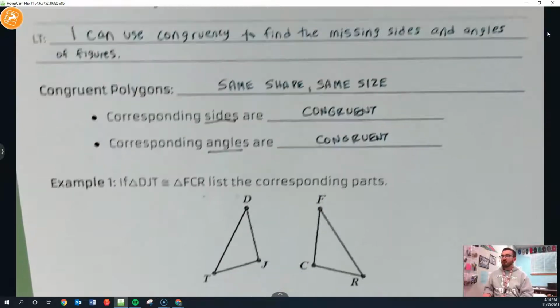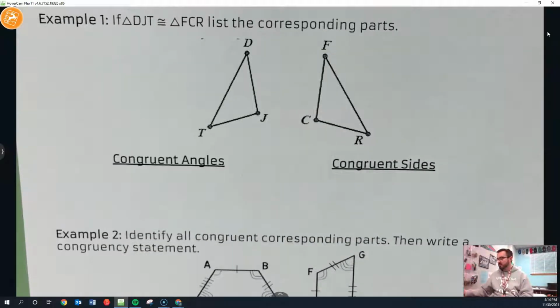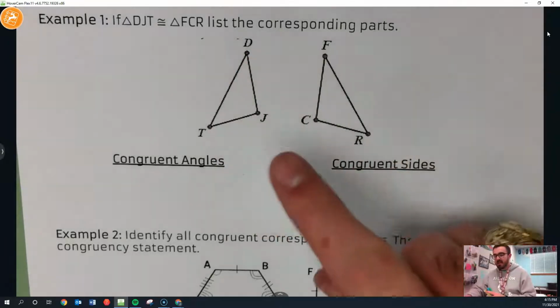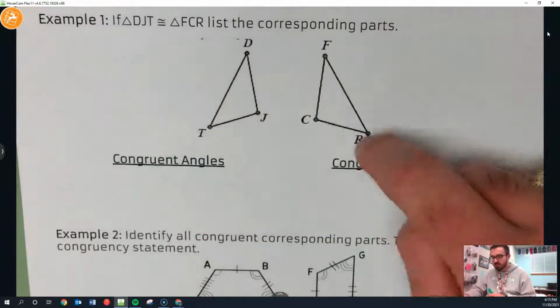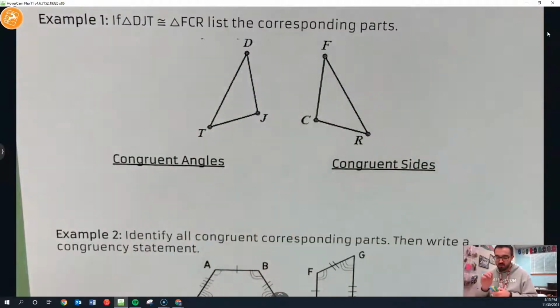For this lesson, I'm going to be using colors. At one point in the lesson, I'll be using 5 different colors at once, so pause the video and make sure you have 5 colors if you'd like to join me on the color journey. All right, so this first one, I'm going to be using 3 different colors. It asks if triangle DJT is congruent to triangle FCR. That means I need to list the corresponding parts. So here's how I do that.